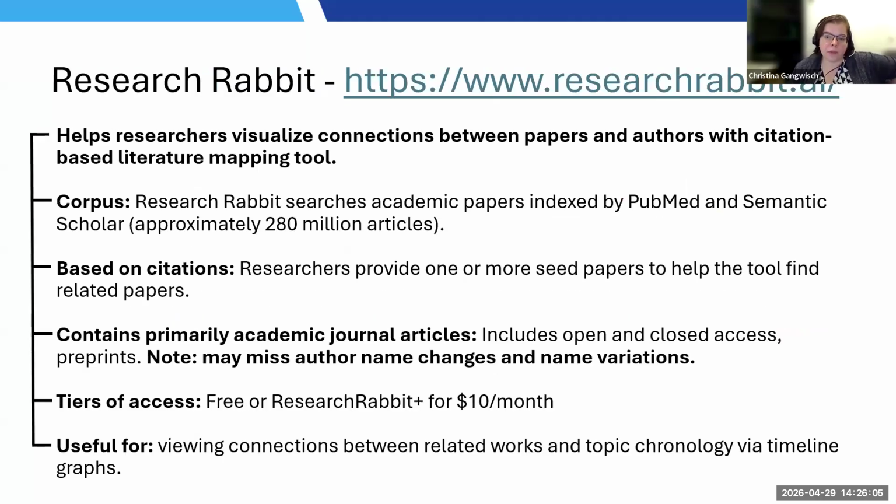And then finally, I'd show my students Research Rabbit, and I'd help them to see how it could allow them to visualize connections between papers and authors using the citation mapping features. I really liked Research Rabbit too because it's also a grounded tool, and it includes papers that are indexed both in PubMed and Semantic Scholar. I did think it was a helpful tool for students who really wanted to see how their works were connected and who wanted to use the timeline graphs to see the chronology of topics.